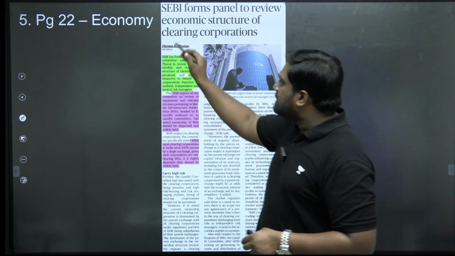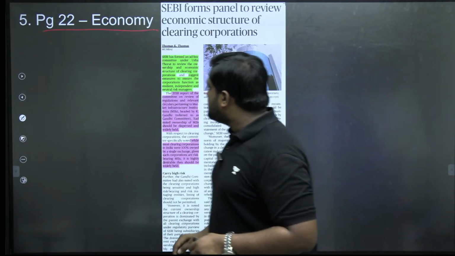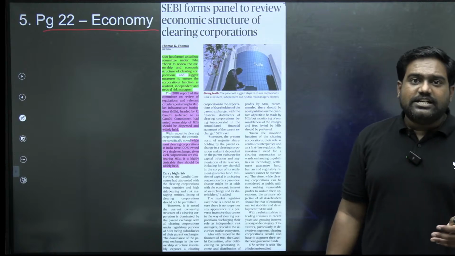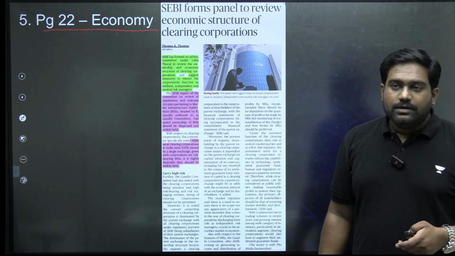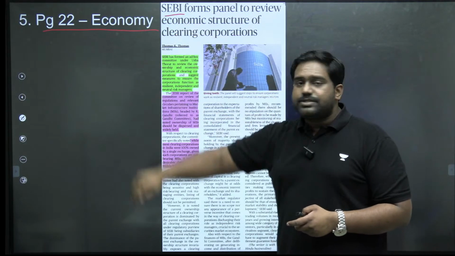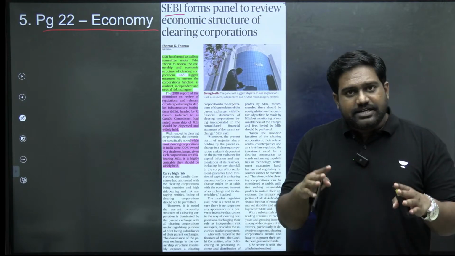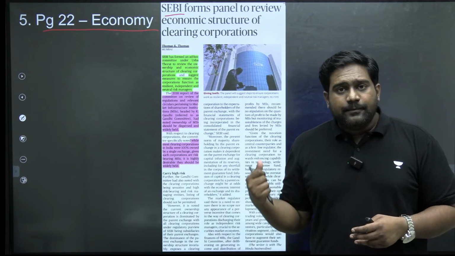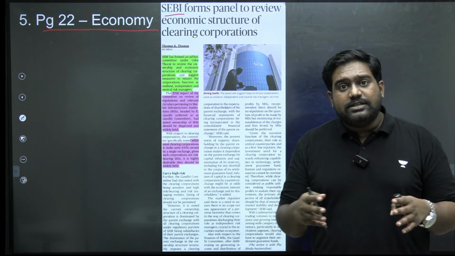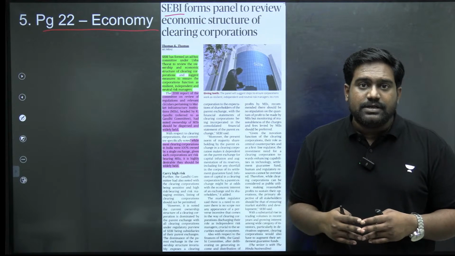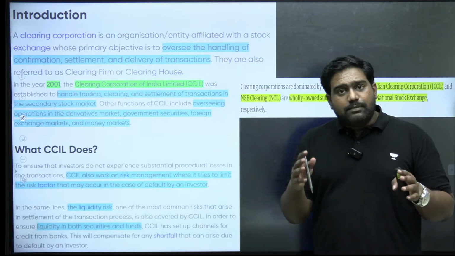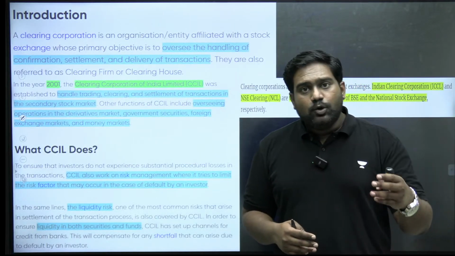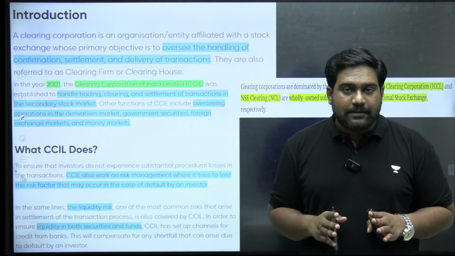Now let's look at another economy related article. This is related to a committee that has been established by the SEBI. The SEBI, which regulates the capital markets, has introduced a set of regulations for clearing corporations, and it is looking at the governing structure and the holding structure of clearing corporations. So to examine that, a committee has been established under Usha Thorat, the Usha Thorat committee.